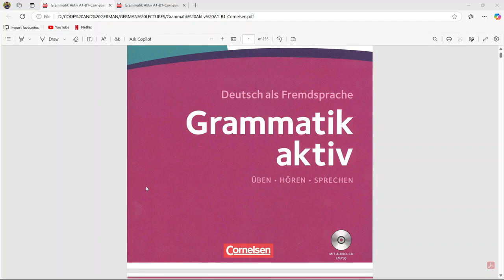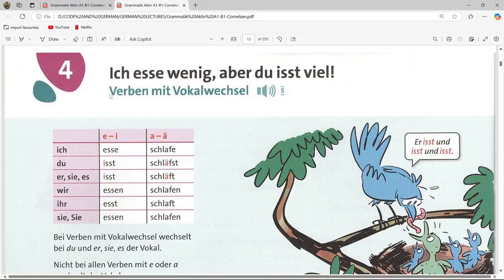Today we'll be solving from this book Grammatik Aktiv by Cornelsen. We are right now in chapter 4. We have completed the previous chapters. What is chapter 4 about? Chapter 4 is about Verben mit Vokalwechsel.